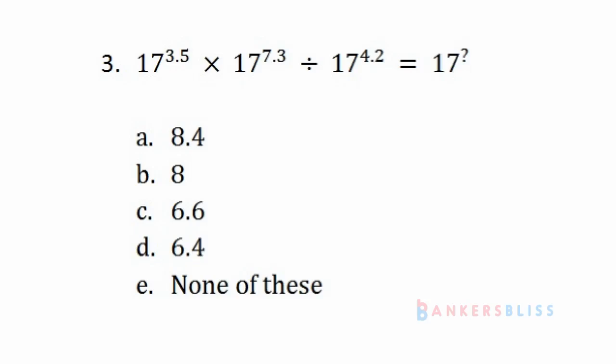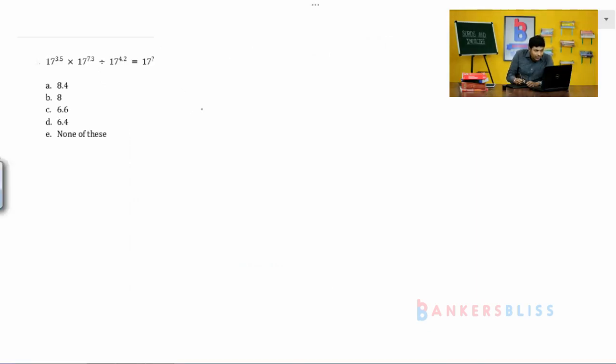Okay, let's discuss one more problem. 17 to the power 3.5 into 17 to the power 7.3 divided by 17 to the power 4.2 is equal to 17 to the power what? See here, 17 to the power 3.5 into 17 to the power 7.3 divided by 17 to the power 4.2 is equal to 17 to the power what?